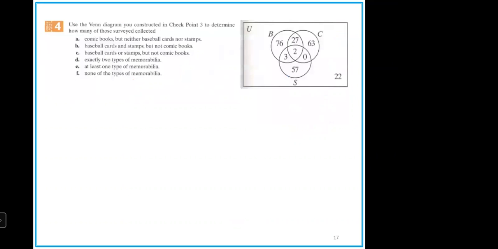Okay. All right. So this Venn diagram is the Venn diagram that we did for checkpoint. I think that's checkpoint 2. I want you to use that diagram to answer these questions that follow. I'll give you a minute or two to look at that, and then I'll call on you. Checkpoint 4, which is on page 93 of your book.